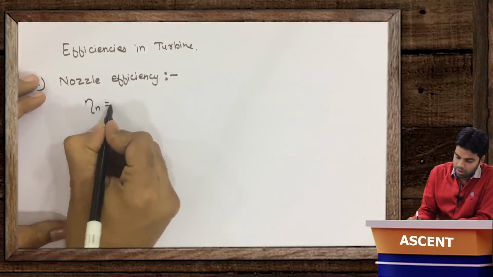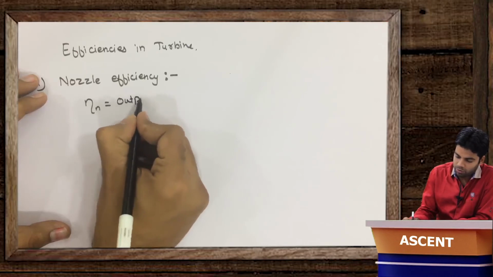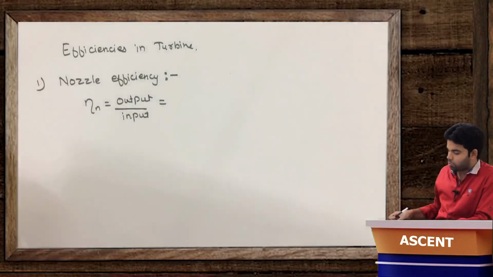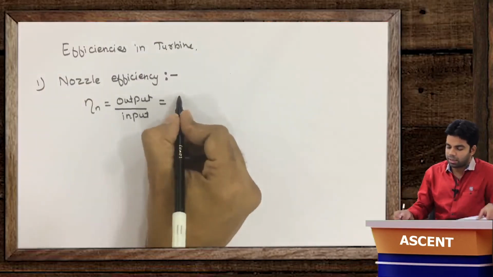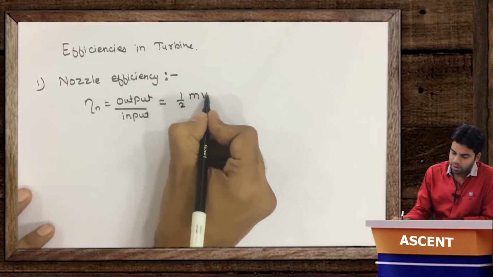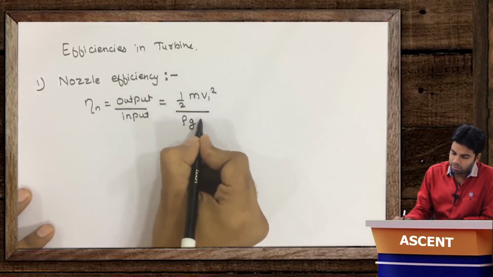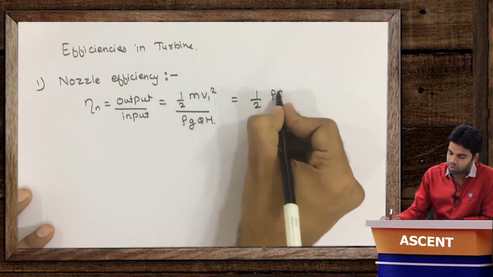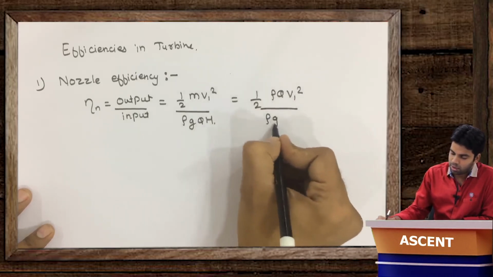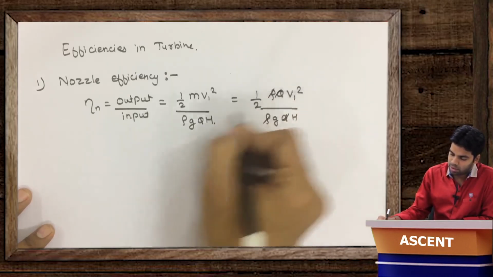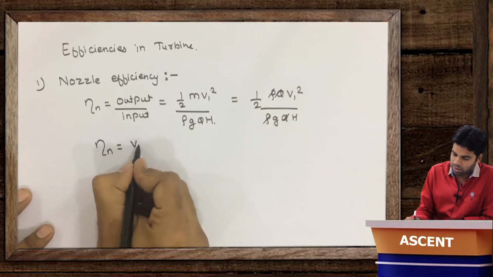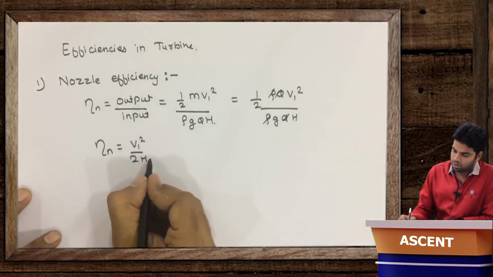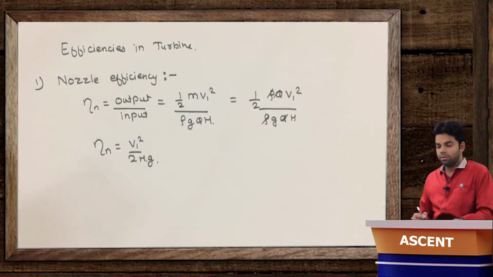If I want to determine the efficiency of the nozzle, the nozzle efficiency is the output of the nozzle divided by the input of the nozzle. What is the output energy here? The output energy is nothing but kinetic energy, which is half m v1 square, divided by the input, rho g Q into H. Further, this m can be written as rho into Q. So this is half rho Q v1 square divided by rho g Q into H. The rho Q gets cancelled out, and we get the nozzle efficiency as v1 square by 2gH. Getting this or not?